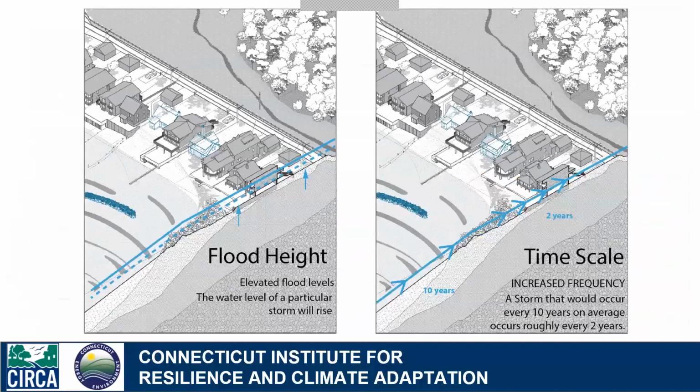So you can see how by overlaying specific information onto the graphic analysis, we can start talking specifically about flood height impacts, and that the water level of a particular storm event will rise over time, and the impact of increased frequency, which Joe also referenced. The idea that a storm that would occur every 10 years in the past, or currently on average, will be more likely every 2 years in the future.